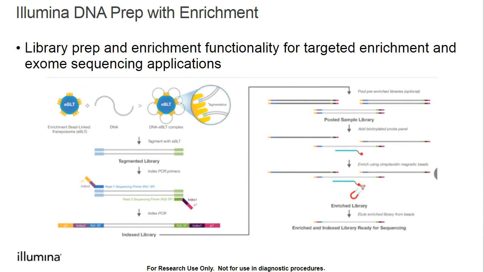So let's talk about the enrichment-based approaches. We do have Illumina DNA Prep with Enrichment. This is also a tagmentation-based assay. We're going to create our whole genome library, just like we did with Illumina DNA Prep, and then we use biotinylated probes to pull down our regions of interest.